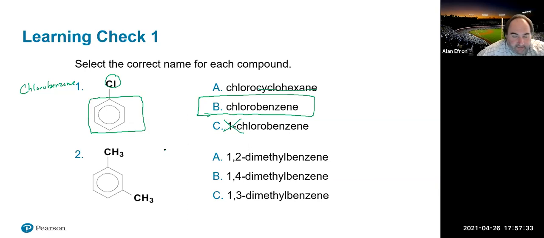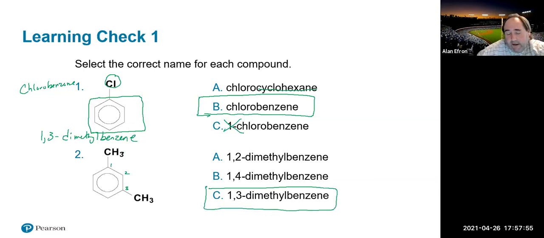Looking at our next one here, we got location 1, 2, and 3. So we have a 1, 3. Those are both methyl groups, dimethyl, and that would be benzene in this case. And it looks like that would be letter C. This is also the 1, 3 positioning. This would also be meta.